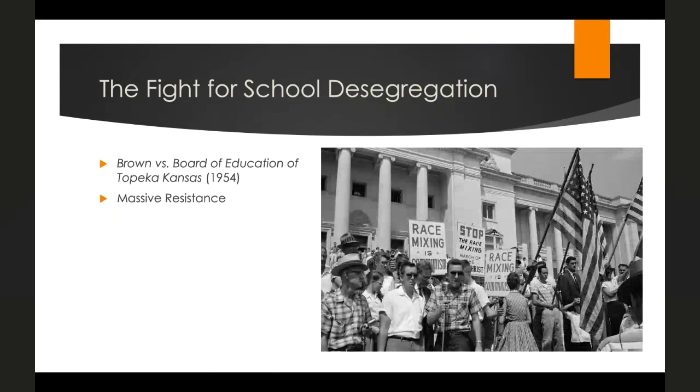So this was known as massive resistance. They attempted to maintain segregated schools. They refused to integrate the schools. Many Southern schools simply would close their schools rather than integrate them. They'd rather have no public schools open than integrated public schools.